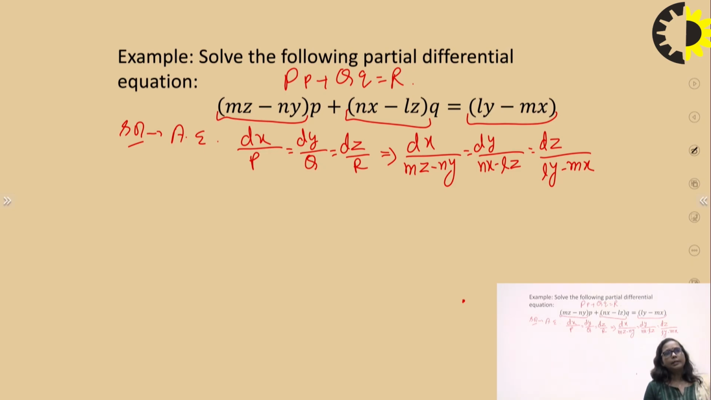Now I first check for the grouping method, whether the grouping is possible or not. How do you check for grouping? Whether if you equate any two of the fractions over here, is it possible to make it integrable?